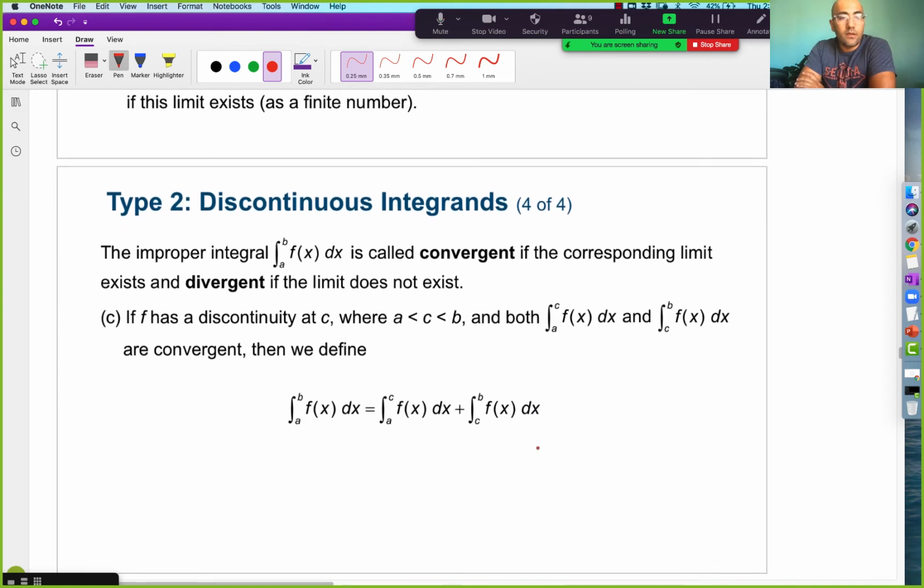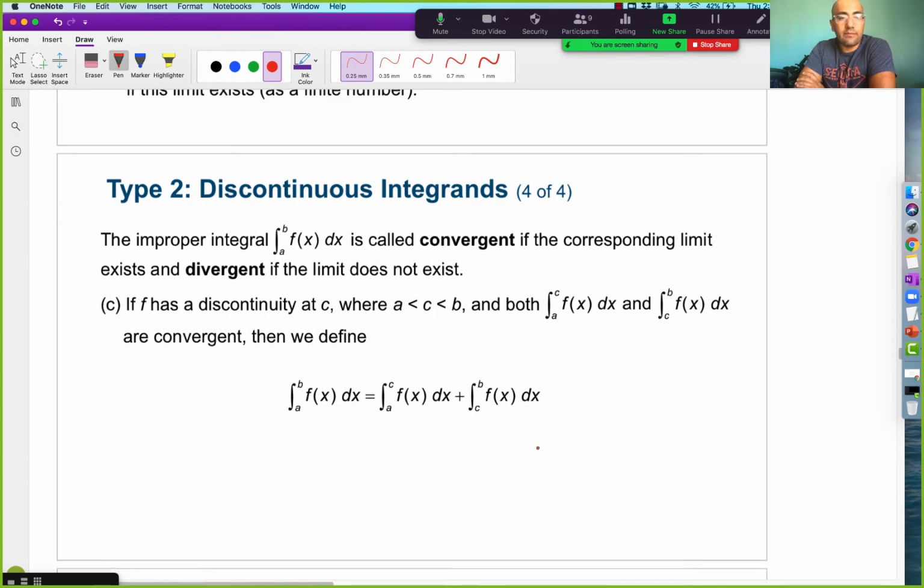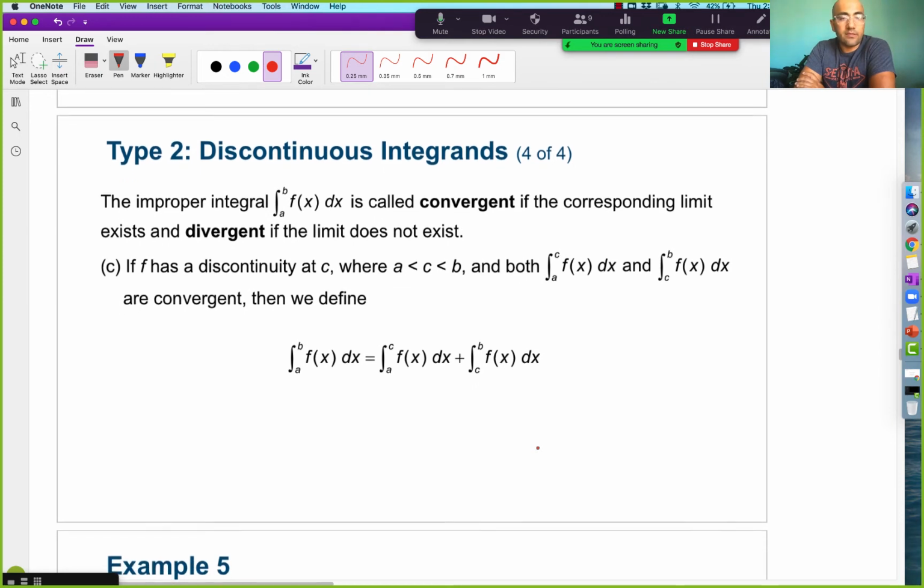Good. The improper integral from a to b of f of x is called convergent if the corresponding limits exist, and divergent if its limits do not exist.